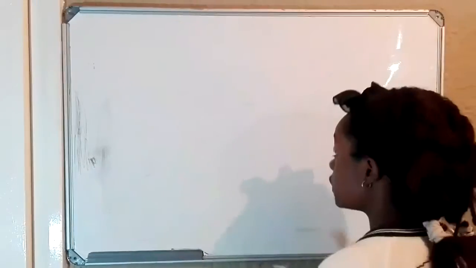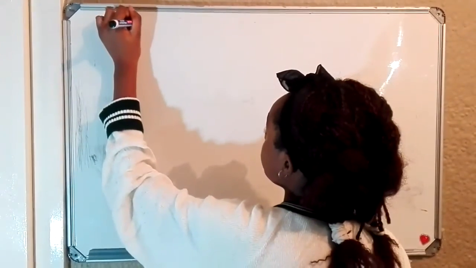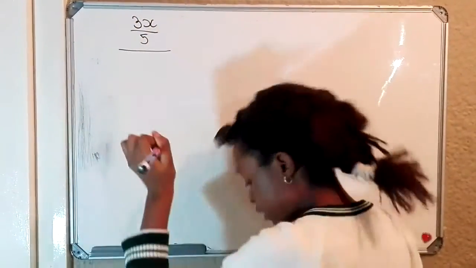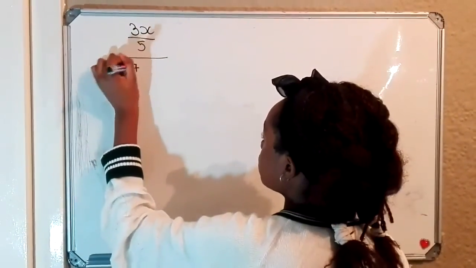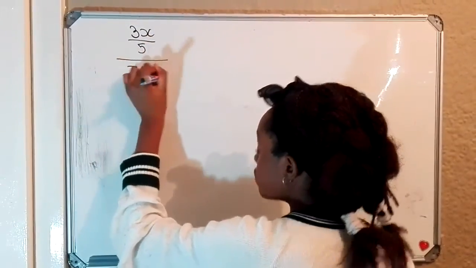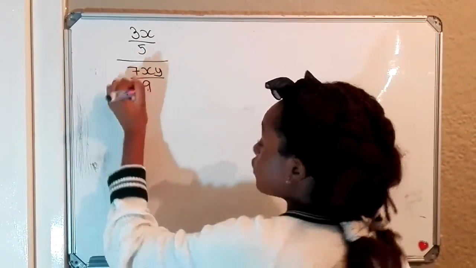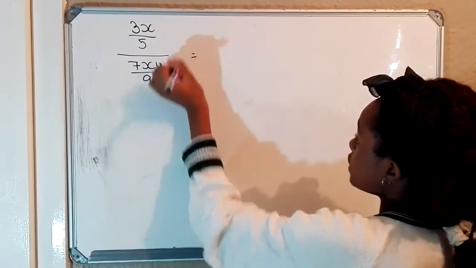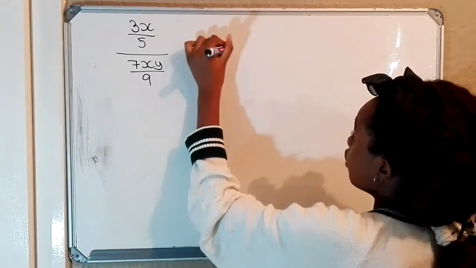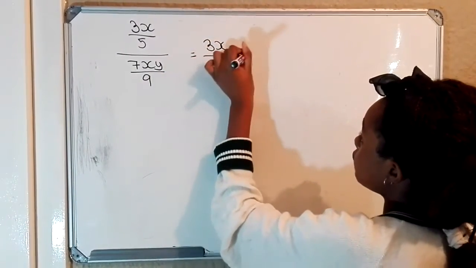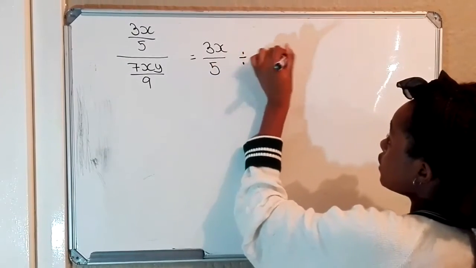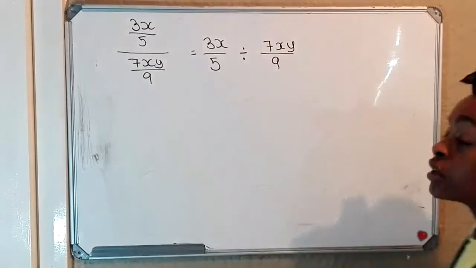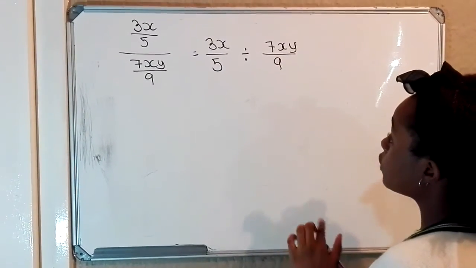Okay? Here's another one. Say we have 3x over 5 divided by 7xy over 9. Feel free to pause the video and try this one on your own. So this is basically the same as saying 3x over 5 divided by 7xy over 9, right?